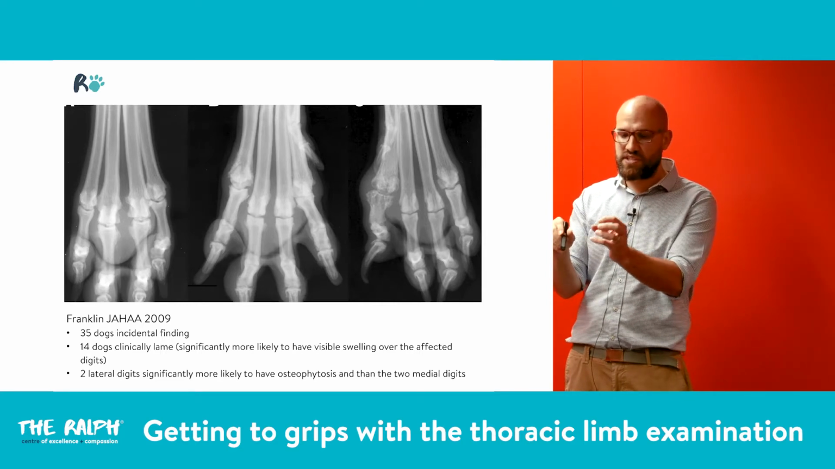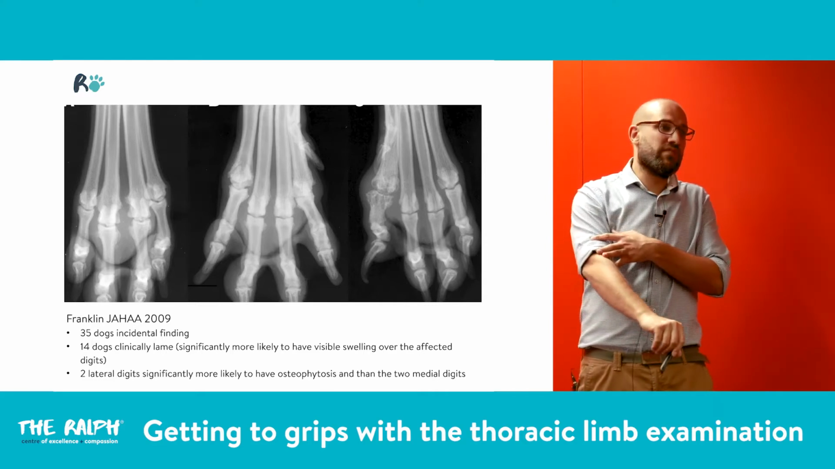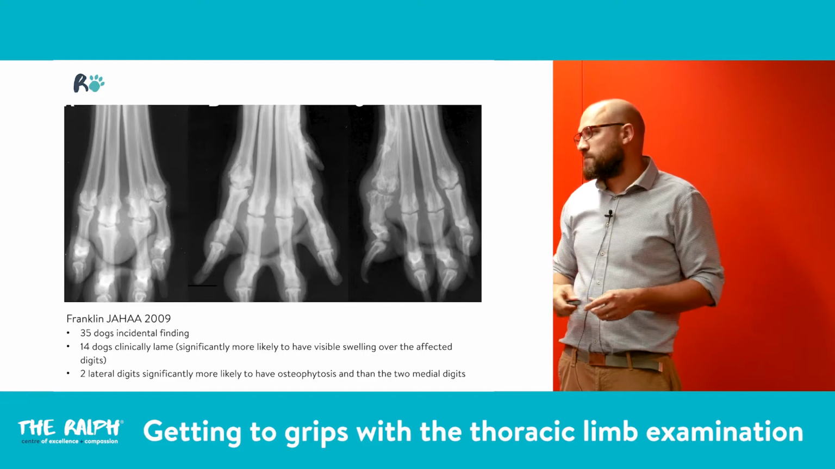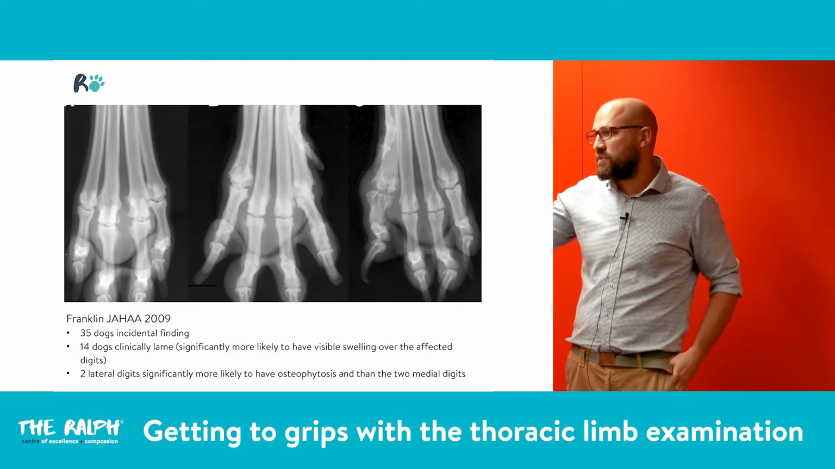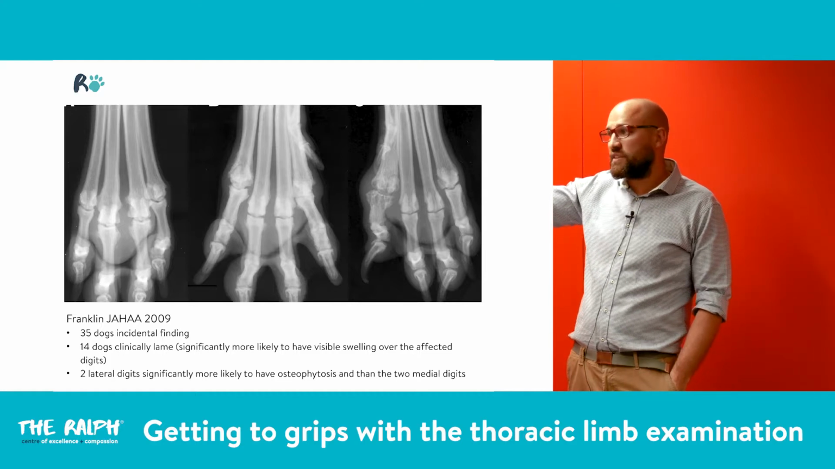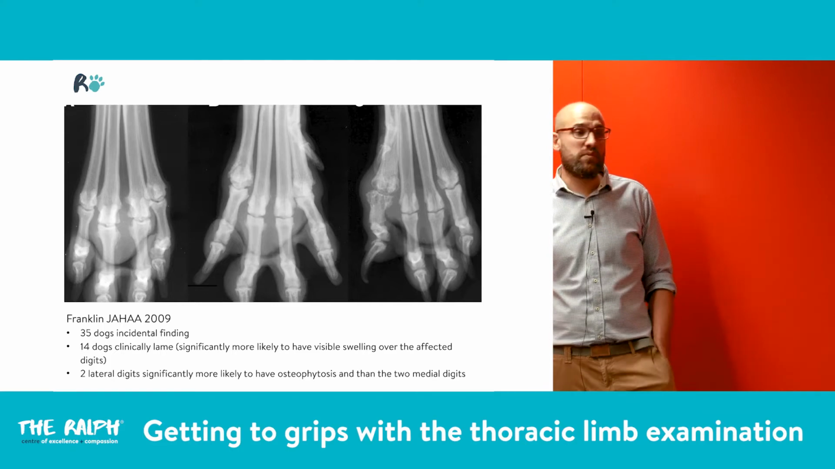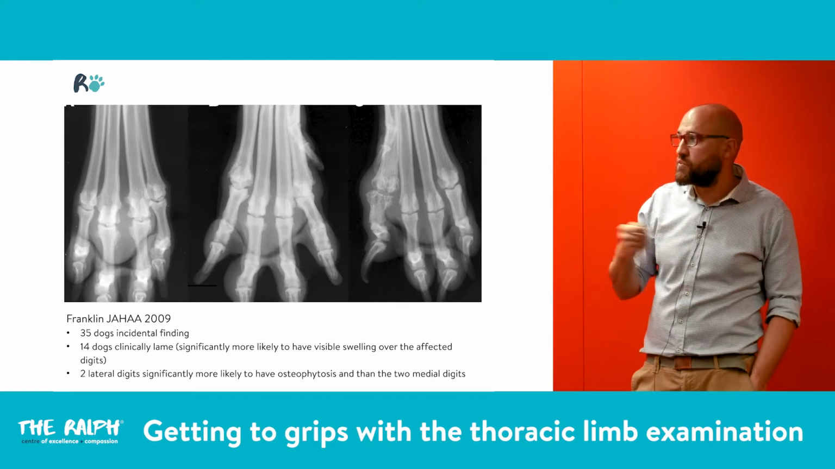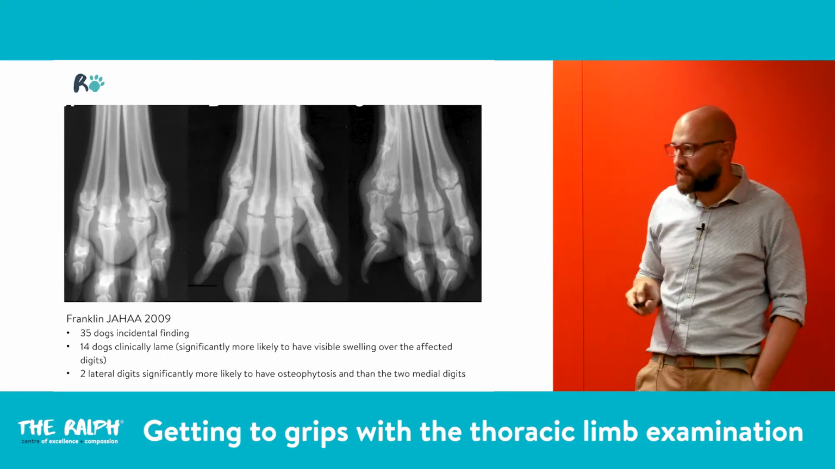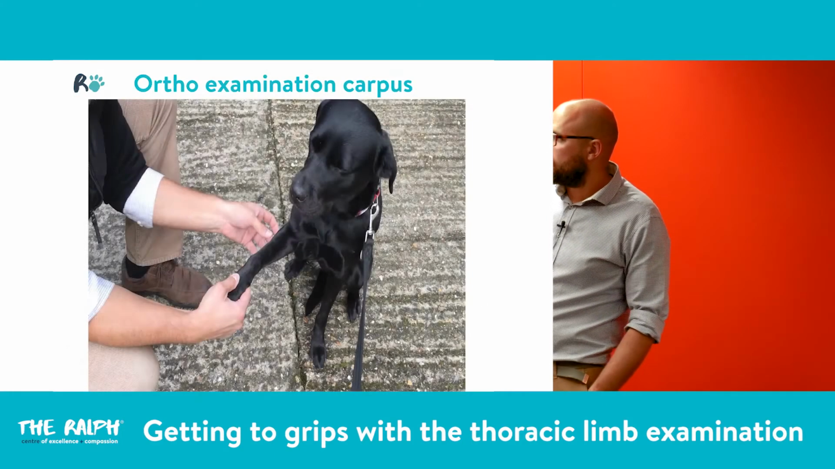And actually, if you touch the digit, the dog doesn't even complain about it, but most of the time the pain is coming from somewhere else, like the elbow. There was a study done in 2009 where they found that out of 49 dogs, in 35 dogs it was just an incidental finding and was not the reason for the lameness. The reason for the lameness was something else. Okay, now we've checked the digits.